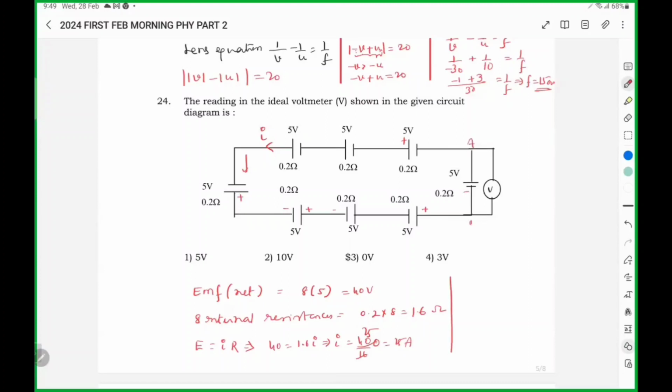So to find the potential difference across AB, here it is VB, current flows like this, minus 0.2 into I plus 5 volts, which is equal to VA. So VB minus VA is 0.2 I minus 5. 0.2 into 25 is 5, minus 5, so 0 volts.